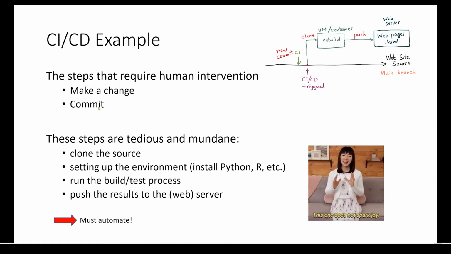And also commit cannot be automated, because a human needs to determine whether that is good to go into the version control system, right? So these two steps require a human. But the rest of the steps are pretty mechanical and tedious. The whole step, so clone the source, rebuild, testing, and push, all of these things can be automated, right? And so we are going to see how to set it up in GitHub and GitLab.